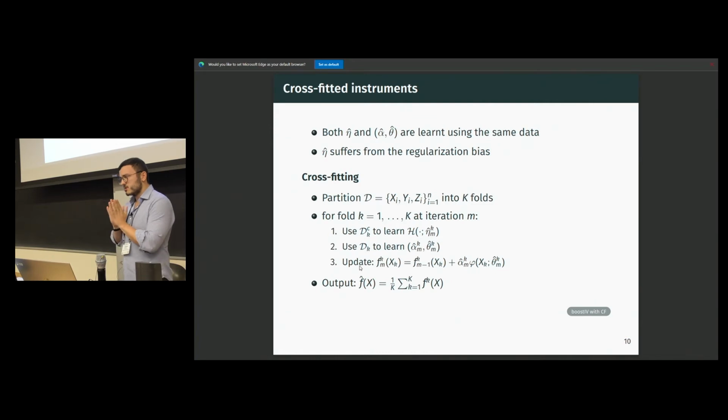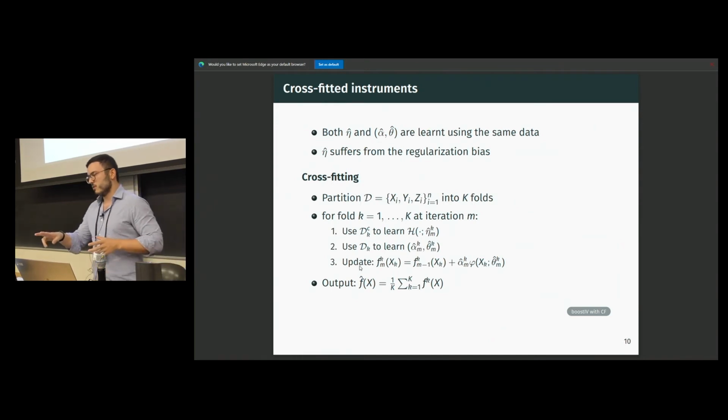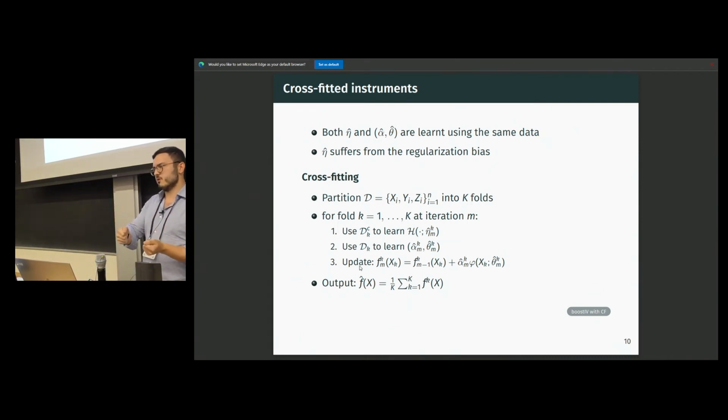And there is a small issue coming from the fact that both instruments and basis functions are learned using the same data. The issue comes from the fact that we use regularized estimators to pin down the IV transformation, so these parameters will suffer from the regularization bias. And since we use those parameters to estimate the basis functions in the second stage of our algorithm, this regularization bias will contaminate the basis function parameters and bias them.